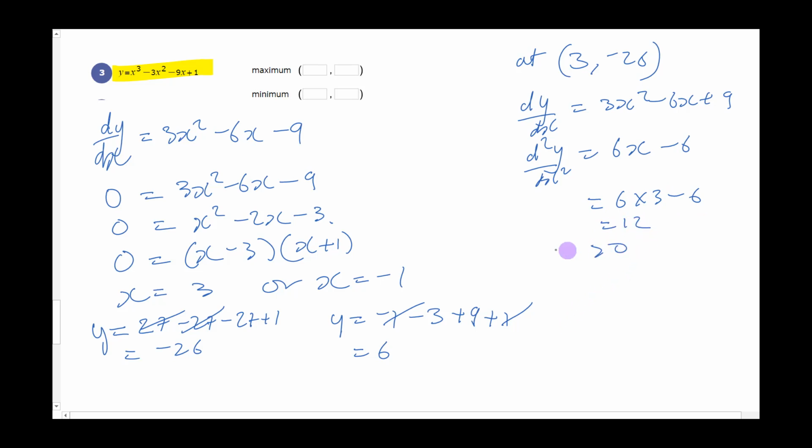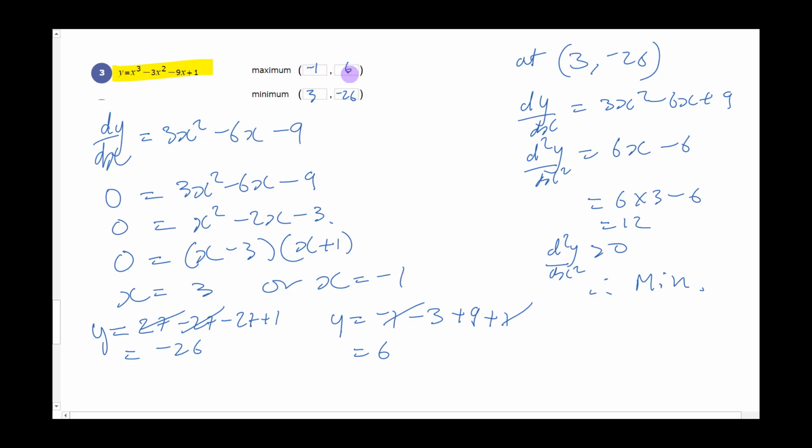That is greater than 0, so therefore I have a min. So my minimum was 3, minus 26. So therefore the other one must be a maximum, minus 1, 6.